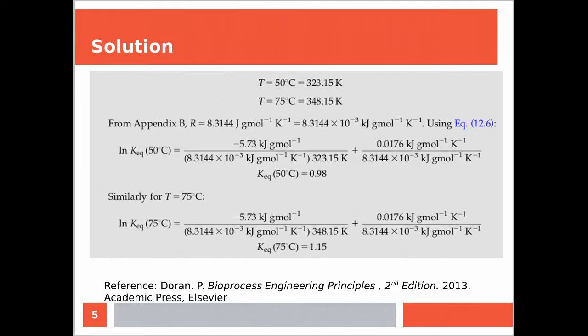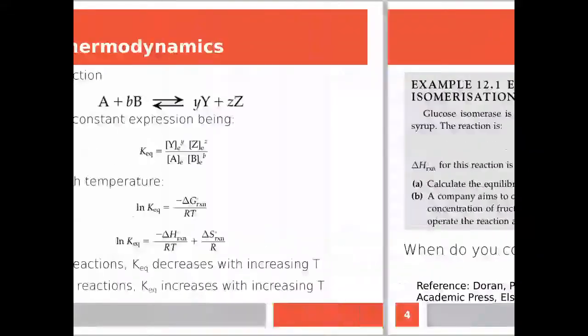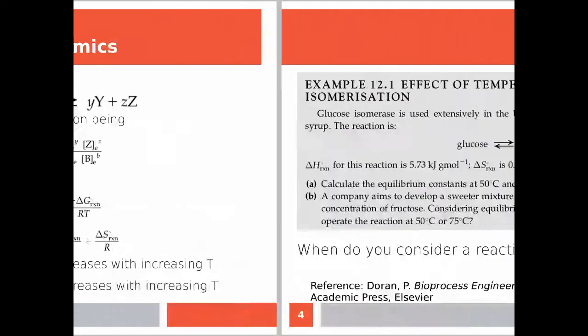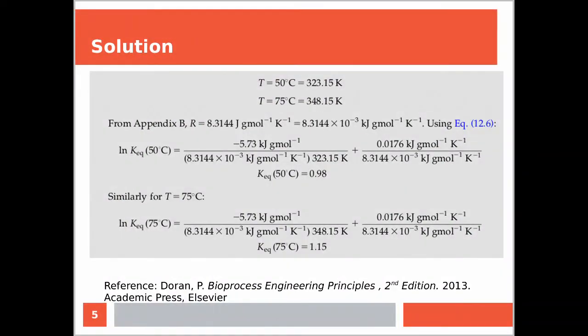Since the equation that we are going to use is ln of K equilibrium equal to negative delta H reaction over RT plus delta S reaction over R, we need to get the value of R. We have the T. From the given, we have the enthalpy and the entropies. We just need to get the value of R.